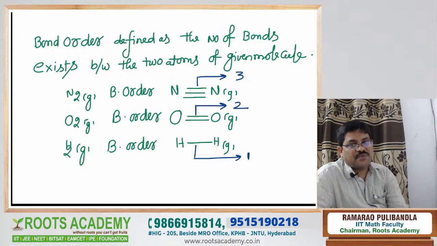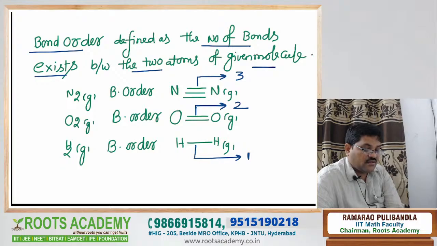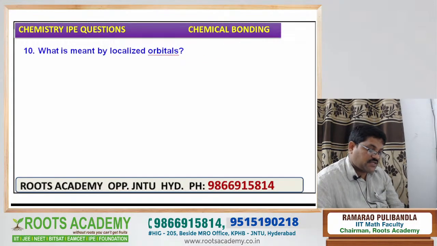Understood? This is the statement of the bond order. Repeat once again. What is bond order? Bond order means the number of the bonds existing between the two atoms of the given molecule. It is called bond order. Yes. And see the next one.